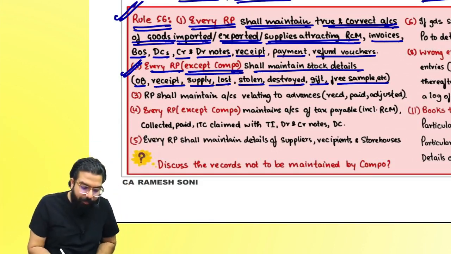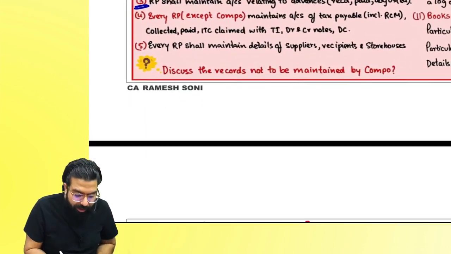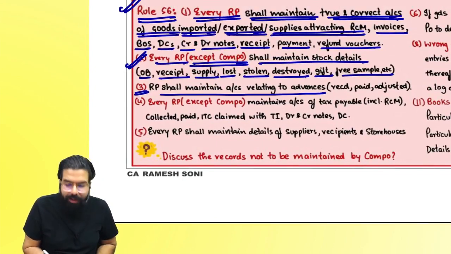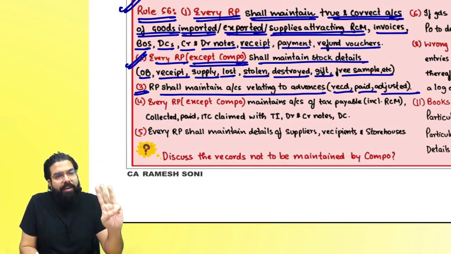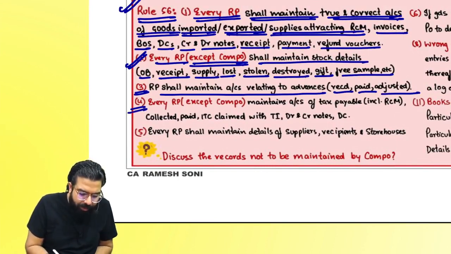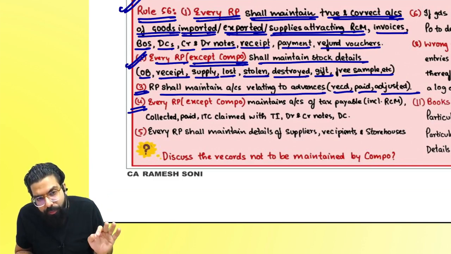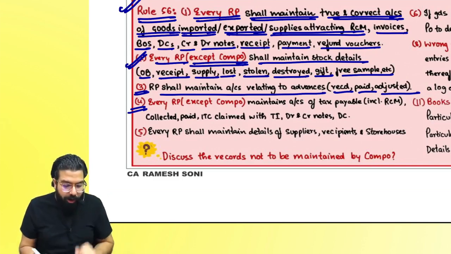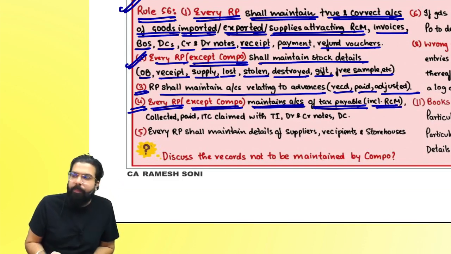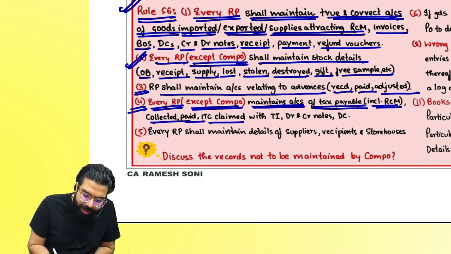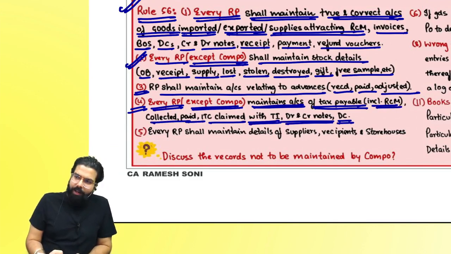Yes, sir. Got it. Then section number 35, rule number 56(3) goes ahead and says registered person shall also maintain accounts relating to advance, which is received, paid, adjusted, all the detail. Then we have rule number 56(4), which goes ahead and says every registered person other than composition person shall maintain accounts relating to tax payable, including RCM, collected, paid, ITC claim with tax invoice, debit note, credit note, and delivery challan.